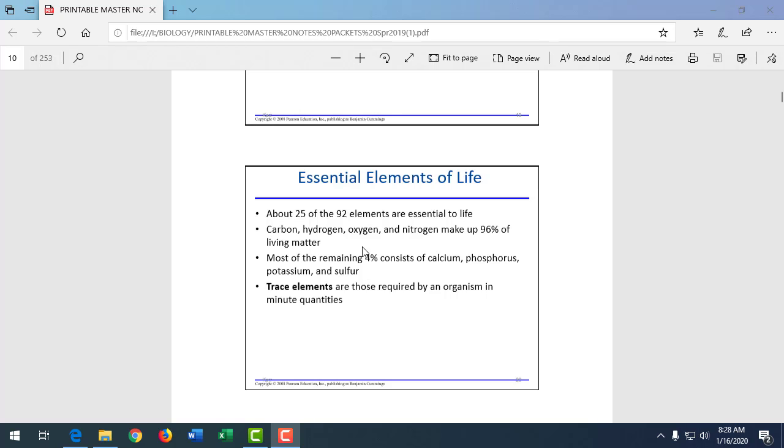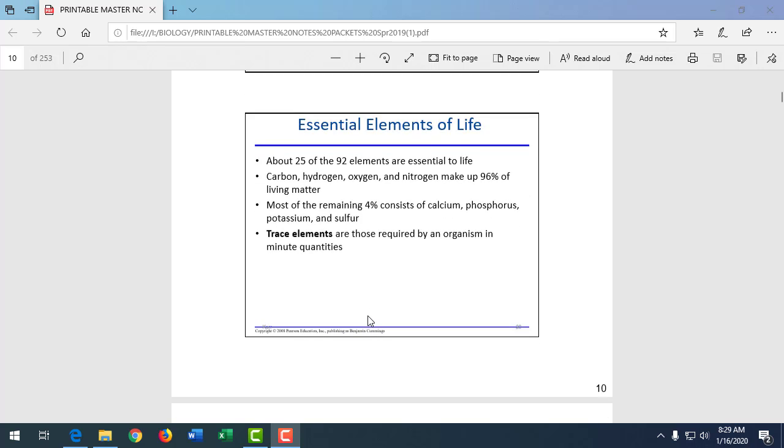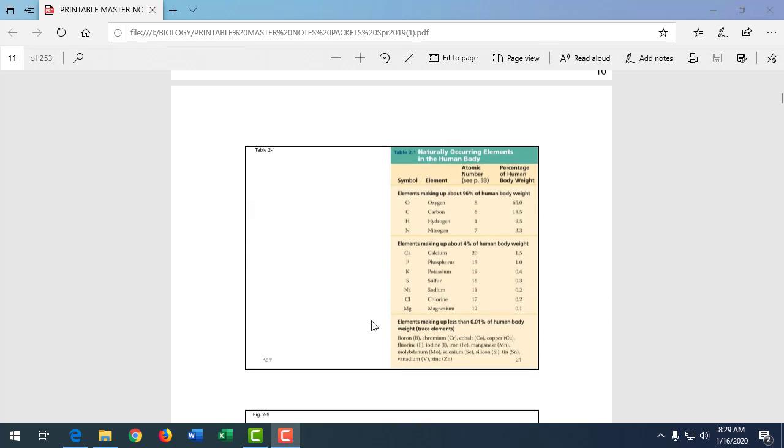So everything else are some of these extras, you've heard of these ions before, calcium, potassium, we need those in our diet. And trace elements are just small things that are needed. We're not going to talk much about those. But these are the things that make up most of living things. Again, carbon, hydrogen, oxygen, and nitrogen. So CHNO, if that helps.